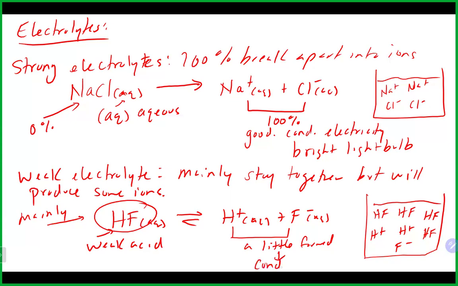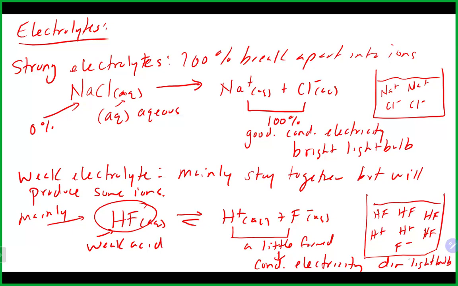And because it still is able to create a little bit of these ions, you can still conduct electricity. So if you want to use the light bulb example, if you took a light bulb that was connected to some electrodes and you put it into a weak electrolyte solution, the light bulb would turn on, but it would be super dim, almost like it's dying. It would be very, very dim, just barely turning on. But it's still able to turn on and conduct electricity because of that.